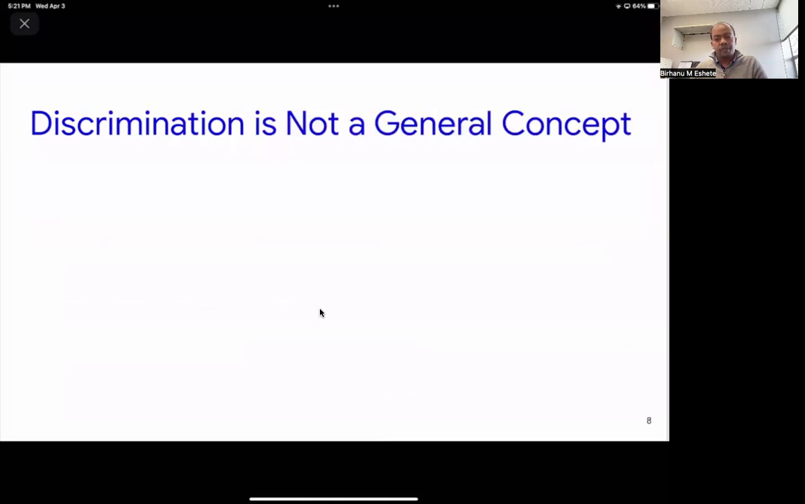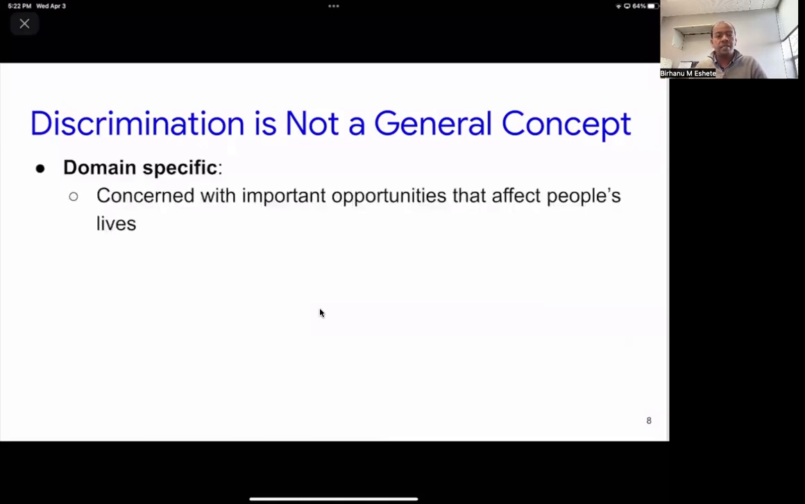And the other important thing that we have to keep in mind when we talk about fairness and discrimination in the sense of machine learning is that discrimination is not a general concept. It's not something that you can define universally and say, okay, we have to stick to this definition. It is domain specific, because this is concerned with important opportunities that affect people's lives. So discrimination in the housing sector is different from discrimination in healthcare.